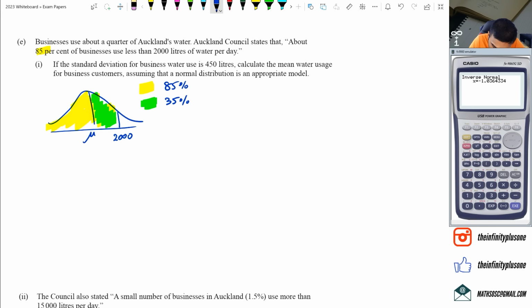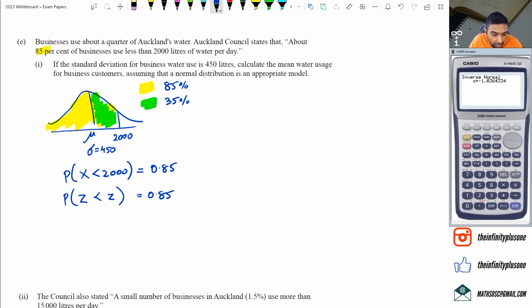Now we don't know what the mean is, because that's what we're looking for. We know that standard deviation is equal to 450. So I guess the first thing we need to figure out is what the Z value is. So here we've got probability of X less than 2,000 is equal to 0.85. And then when it's normalized, we know that probability of big Z less than little z is equal to 0.85.